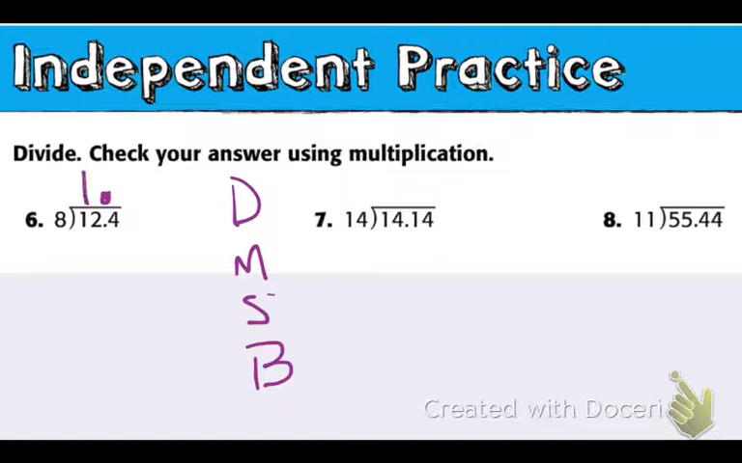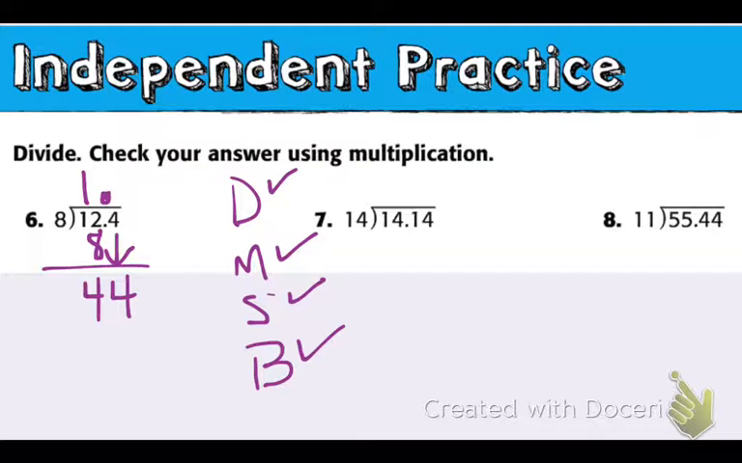8 goes into 12 one time. What is 8 times 1? Well, 8. I can subtract it. There's 4 left over. Bring down that other 4. Notice I haven't dealt with the decimal down here in my work. The decimal went straight into the quotient, and then I pretty much ignore it at that point. Once you bring your decimal into your answer, you're done with the decimal for a while.